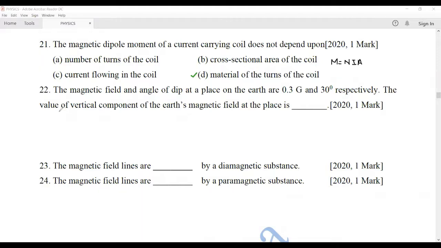Question number 22. The magnetic field and the angle of dip at a place on the earth are 0.3 gauss and 30 degree respectively. The value of the vertical component of the earth's magnetic field at that place: we know that the vertical component is given by the resultant earth's magnetic field at that place into sine of the angle of dip. Here it is given that R is equal to 0.3 gauss and the angle of dip is 30 degree. So 0.3 into half is equal to 0.15 gauss. So the answer is 0.15 gauss.